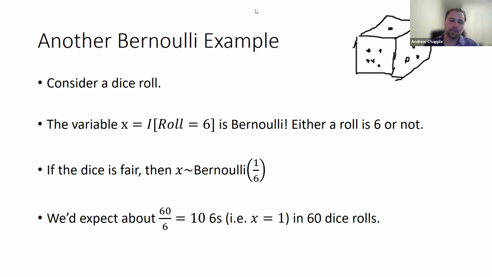So here's another example, a Bernoulli example. Consider a dice roll. A dice roll can take on the value 1, 2, 3, 4, 5, or 6. If our variable is x, equal to the indicator function that the roll is 6, that's Bernoulli. Why? Because the dice is either going to roll a 6 or it's not. If the dice is fair, then x is Bernoulli with probability 1/6, because every value is equally likely. We'd expect about 10 sixes, 60 over 6, in 60 dice rolls, assuming the dice is fair.